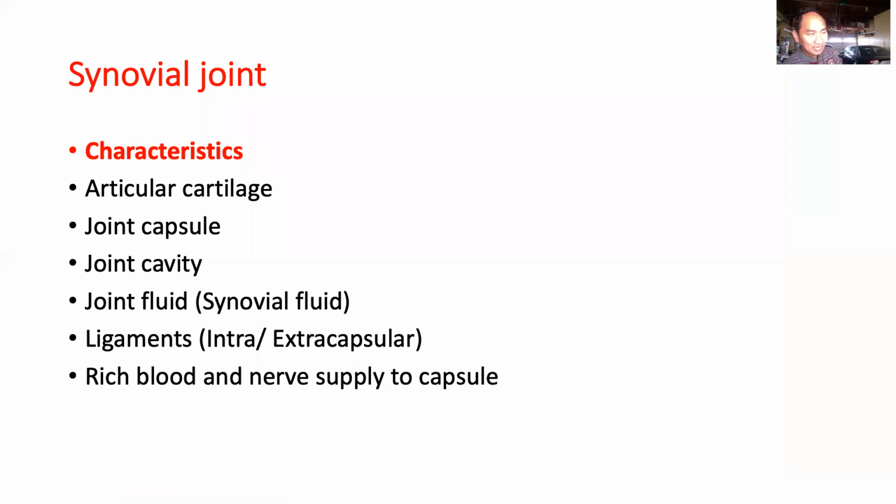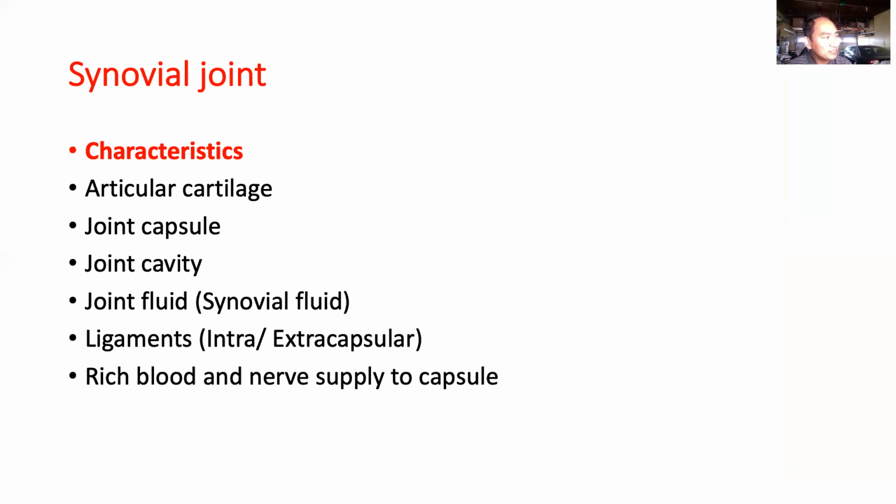So the number 3 type of joint is the synovial joint. It is a very special joint. We have many synovial joints in our body. When we get arthritis, when we get joint inflammation, these are the main joints which get involved. So it is important to know the synovial joint.